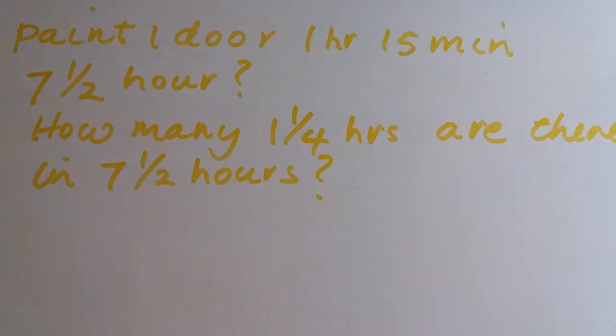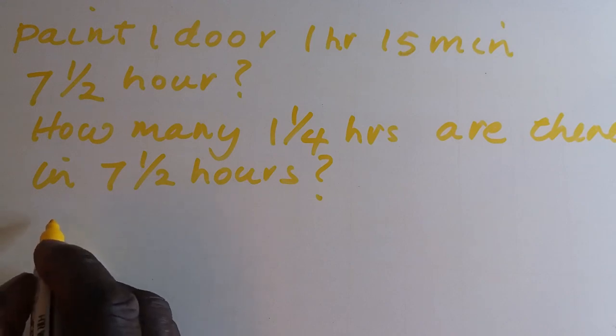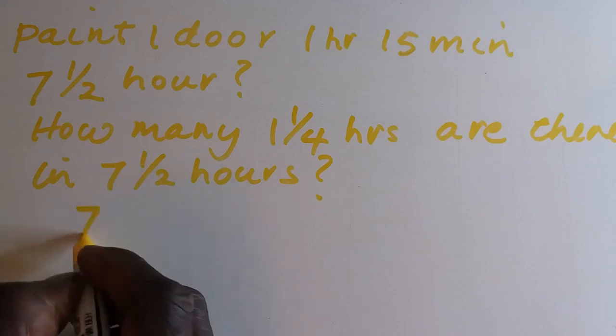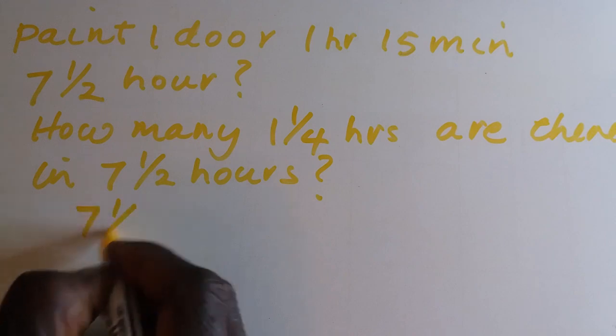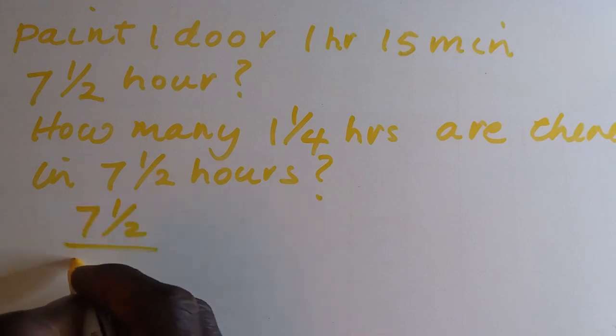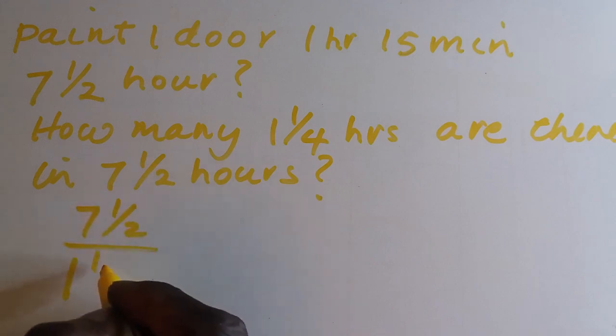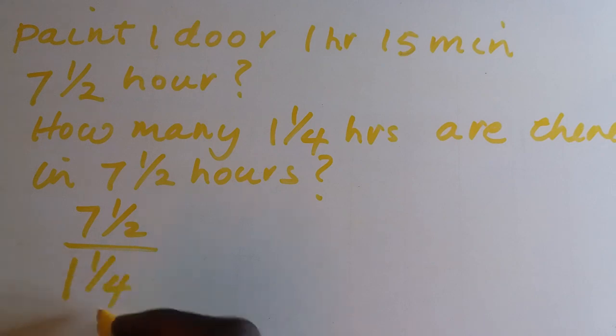That's basically it. So from a man can paint a door in 1 hour 15 minutes, which is 1 1/4 of an hour. How many similar doors can he paint in 7.5 hours is the same as asking how many 1 1/4 hours are there in 7.5 hours. That just means we divide 7.5 by 1 1/4.